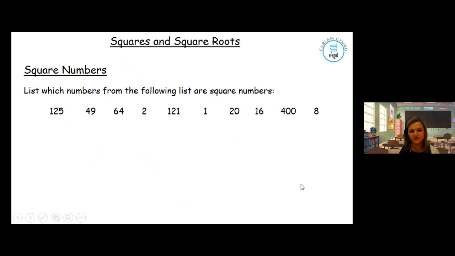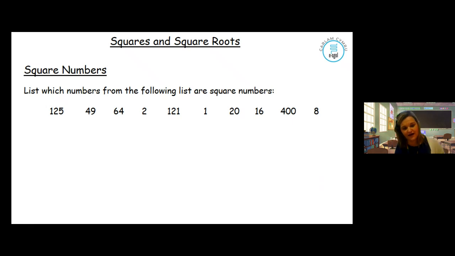Right then, another question. I'm now giving you a list of numbers, and from that list, you need to identify the square numbers. If you'd like to have a go at this question on your own, please pause the video now. Other than that, I am going to start to go through it. So I'll give you a few seconds in case you do want to pause the video, and then I'll start.